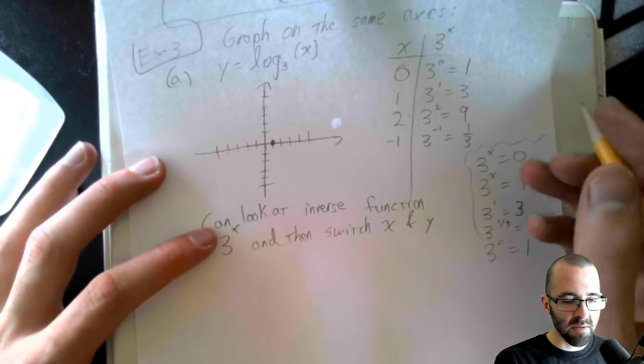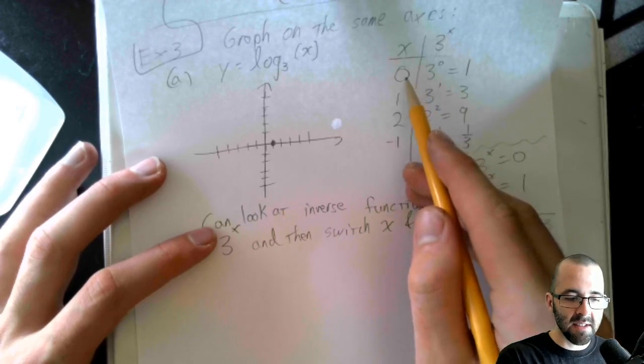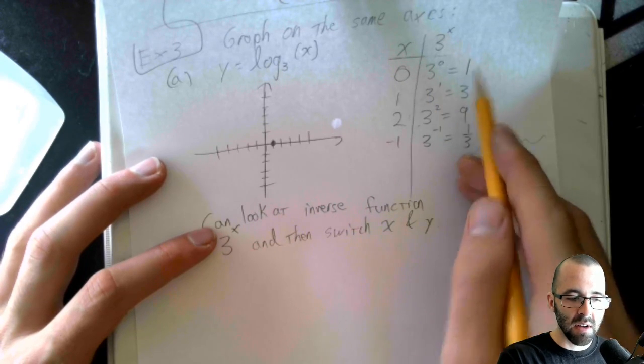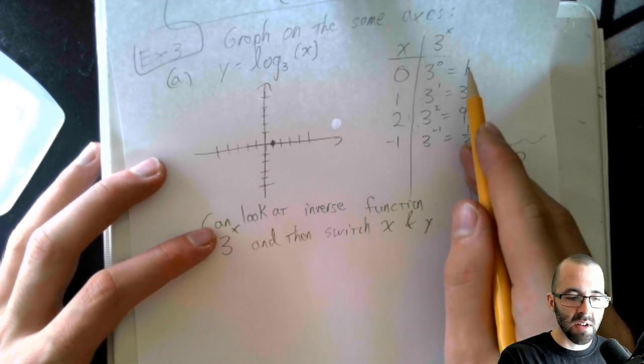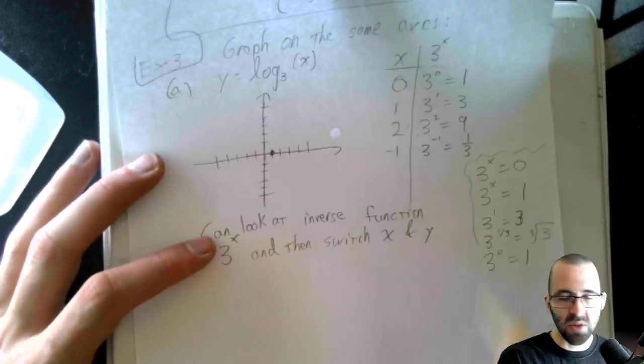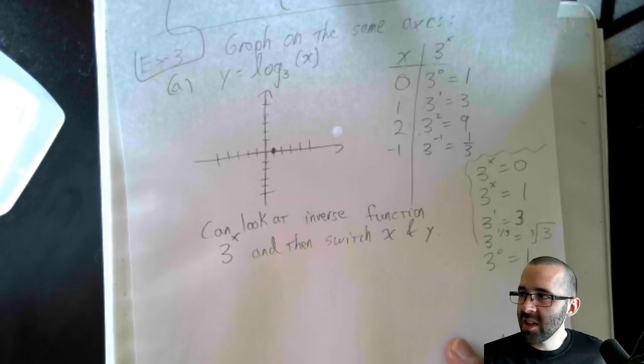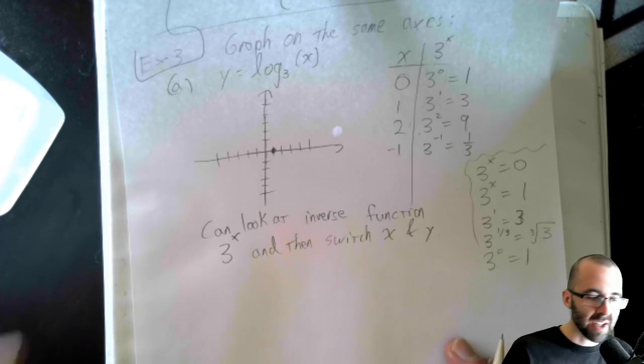So again, for 3 to the x, the x is 0 and the y is 1. But we're graphing the inverse. So we're going to have x be 1 and y be 0. That's where this 1, 0 comes from. This makes more sense? Good. I'm glad you brought it up. Thank you, Lexi.